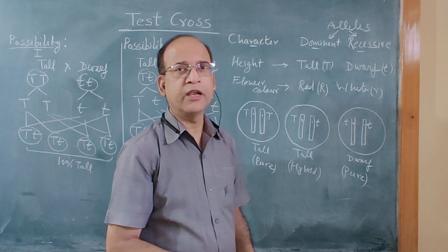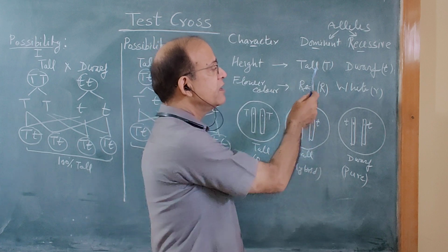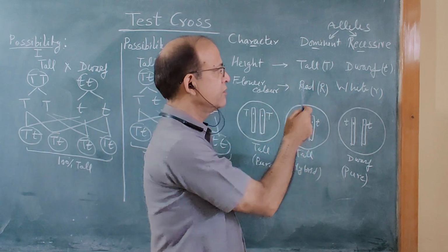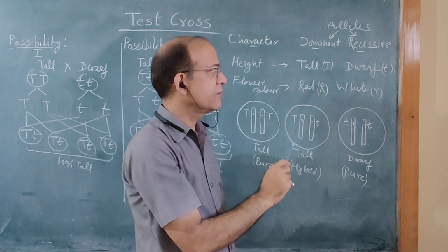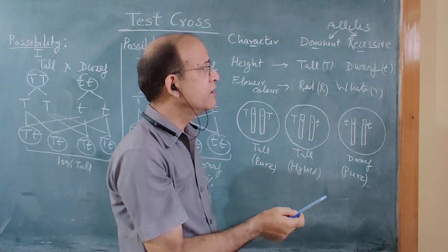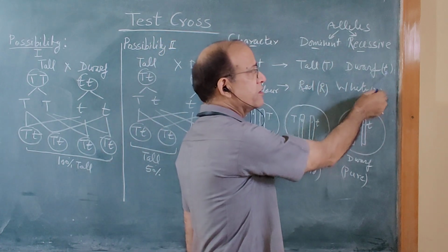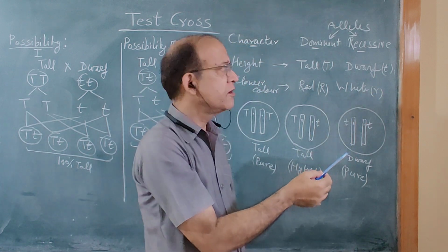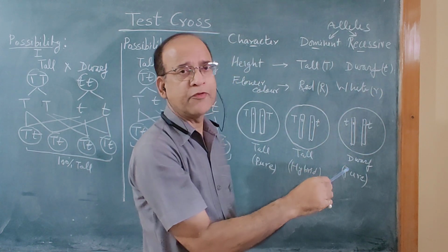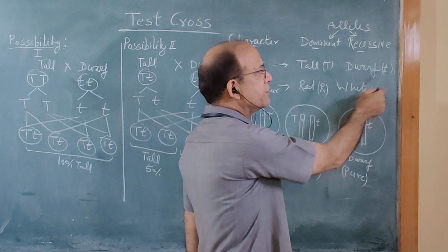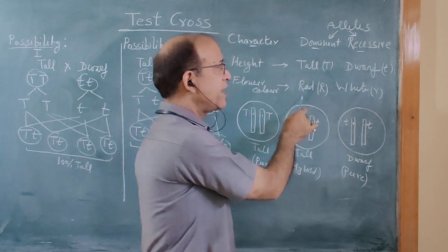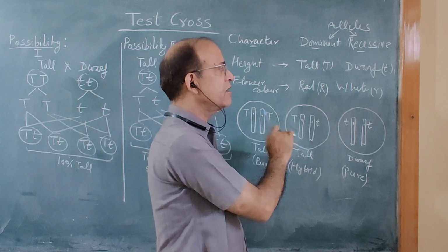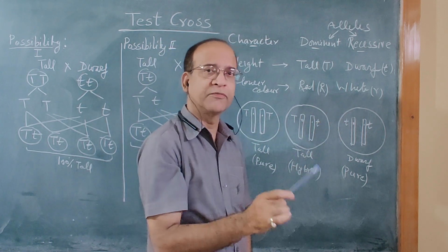A dominant allele is represented by a capital letter. Say for tallness it is capital T. For a recessive allele, a small letter is given, but of the same alphabet. So for dwarf it is small t, not small d, but small t. For red flower it is capital R, for white flower it is small r.